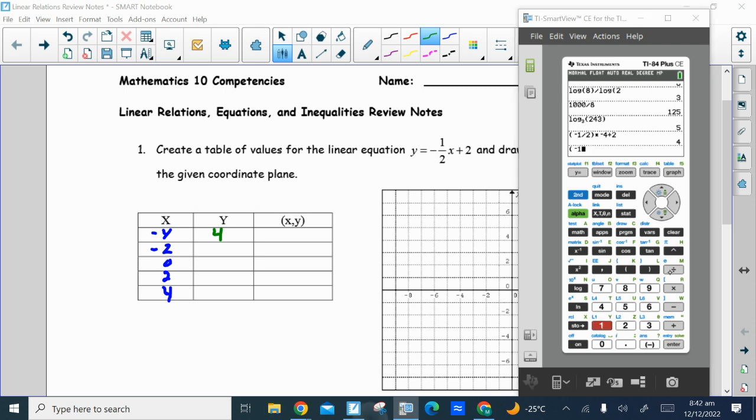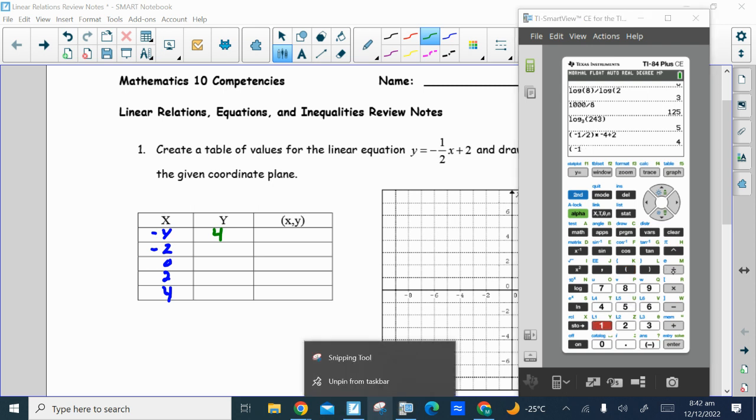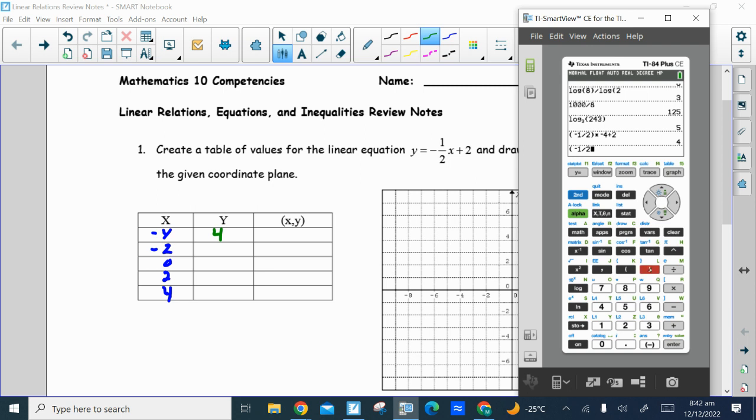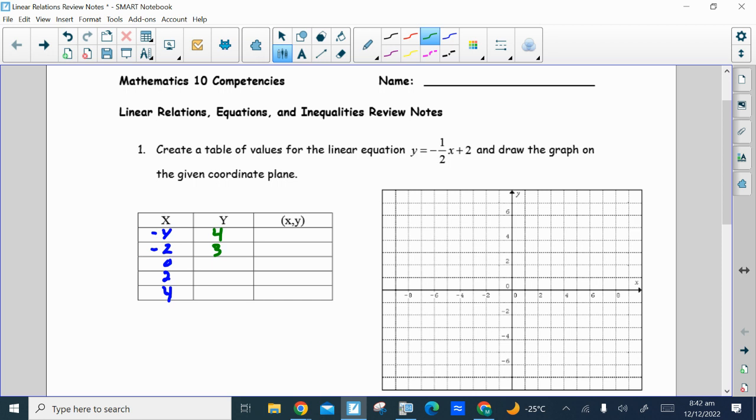Negative 1 divided by... try that again... 2 times negative 2 plus 2 gives us positive 3. When x is 0, negative a half times 0 is 0, plus 2 is 2. And you should see a pattern here.